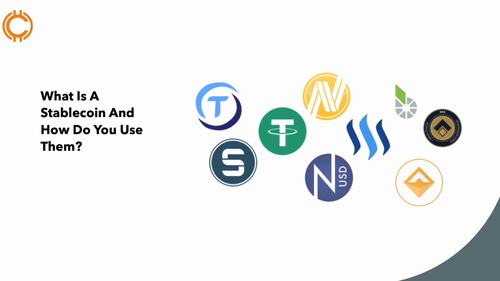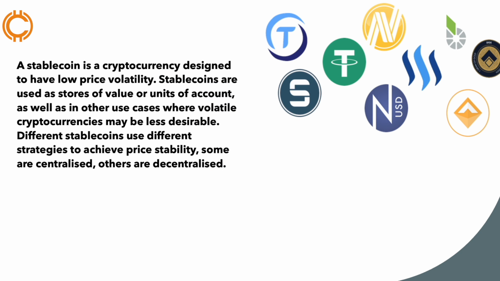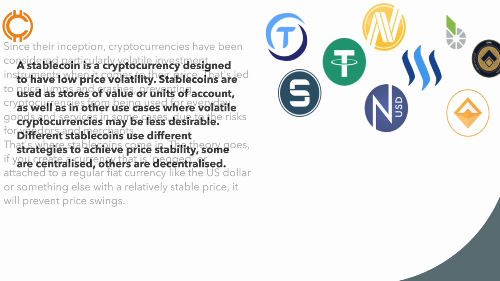So what is a stablecoin and how do you use them? A stablecoin is essentially a cryptocurrency designed to have low price volatility. Stablecoins are used as stores of value or units of account, as well as in other use cases where volatile cryptocurrencies may be less desirable. Different stablecoins use different strategies to achieve price stability. Some are centralized, others are decentralized.